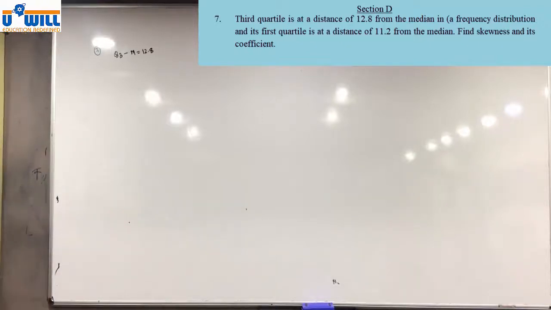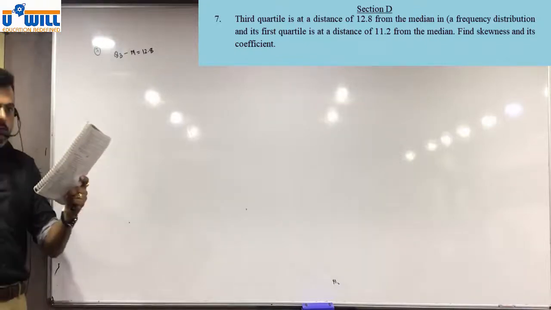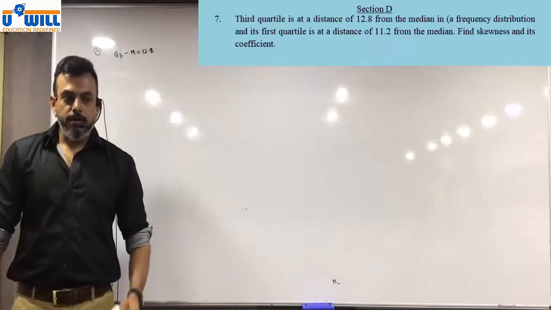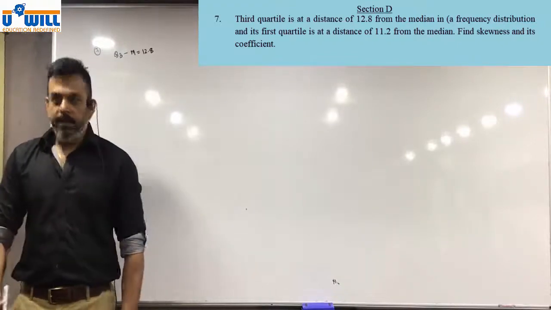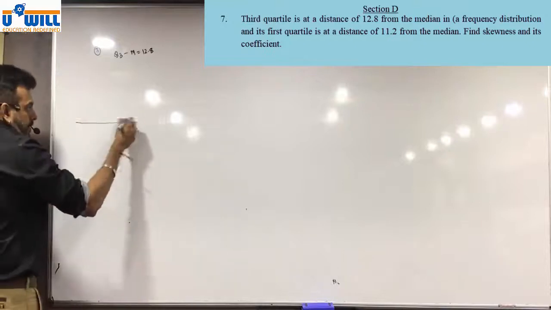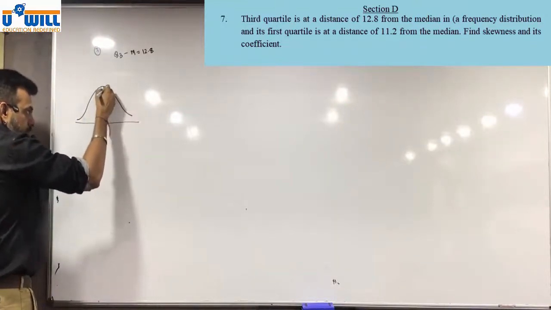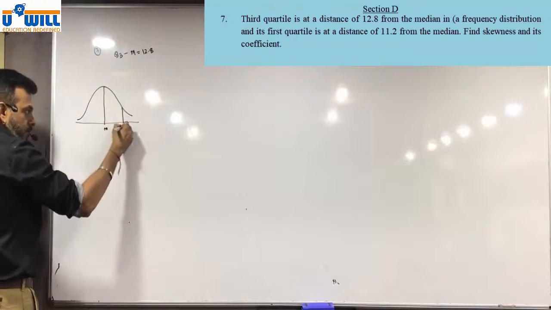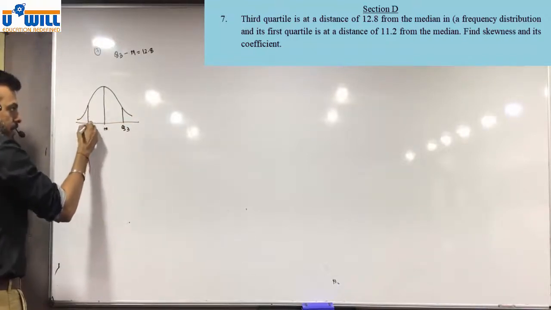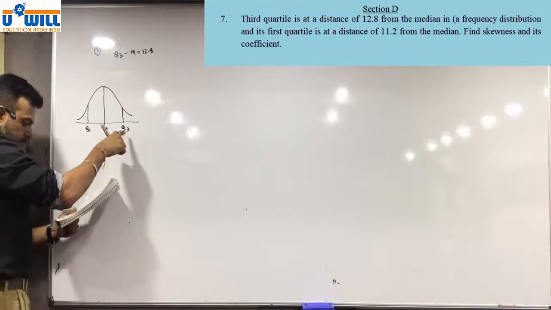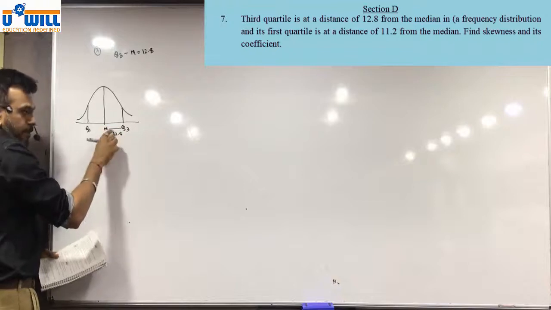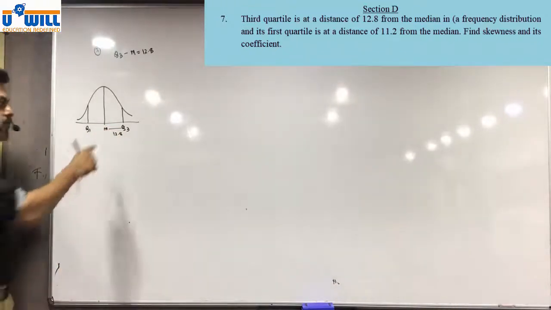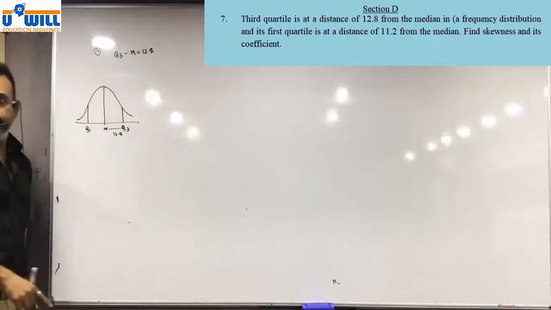Understood this? Read once again. Third quartile is at a distance of 12.8 from the median. That is, in this graph, here is the median, here is Q3 and here is Q1. So what is written? Third quartile is at a distance of 12.8 from the median. So Q3 minus M is 12.8.